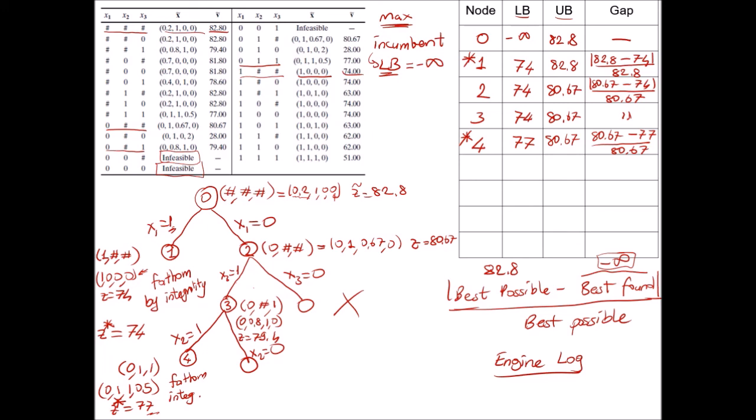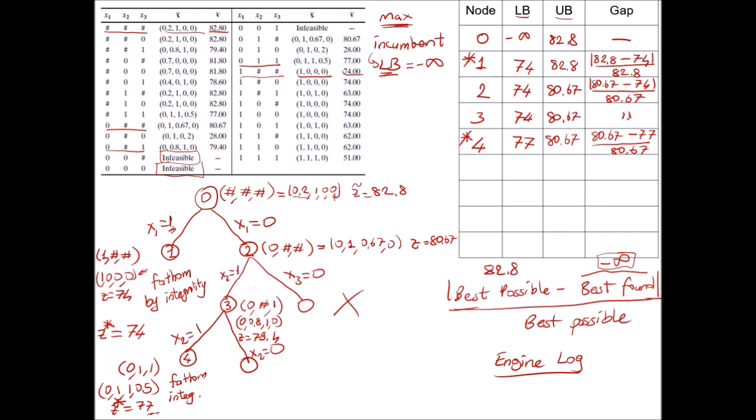But if any one of them is updated, then the gap value will be changed. And look, we always start with a higher upper bound for a maximization problem, and we always reduce it. And our lower bound always starts with a lower value and increases. So the lower bound and upper bound come closer to each other.